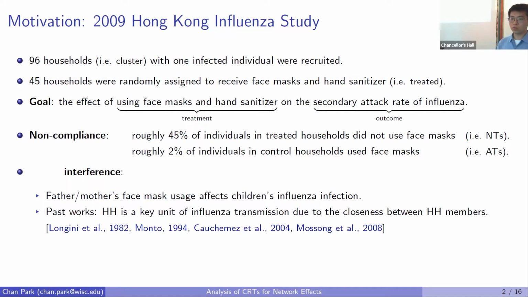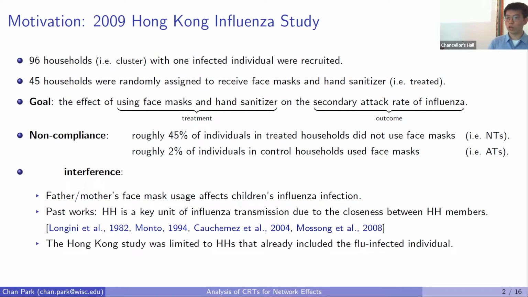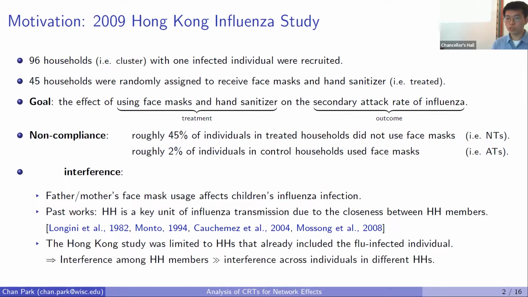Also, past works show that the household is a key unit of influenza transmission due to the closeness between household members. Moreover, the Hong Kong study was limited to households that already included a flu-infected individual, which shows that the magnitude of the interference among household members is much larger than the magnitude of the interference across individuals in different households. As a result, we believe partial interference is a plausible approximation that describes the Hong Kong data set.